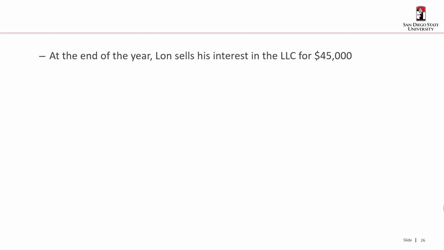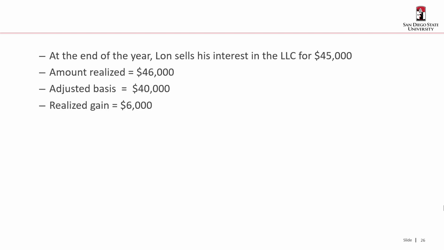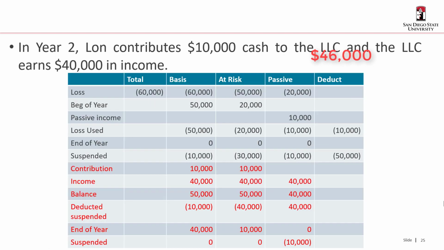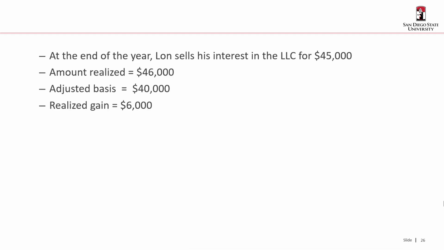All right, now let's say at the end of the year, after we've just considered everything, Lon sells his interest in the LLC for $45,000. Okay, sale, exchange, or disposition. Amount realized, he should be selling it for $46,000, not $45,000. 46 up here. His adjusted basis is $40,000. Let's go back. We can see that. Remember, his adjusted basis at year end is $40,000. So his realized gain is $6,000.